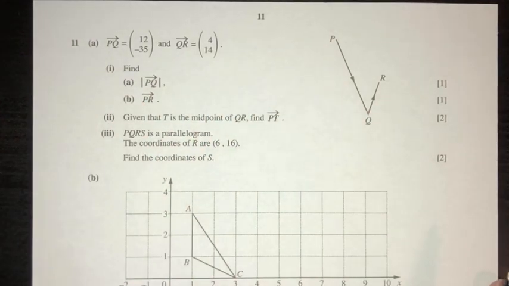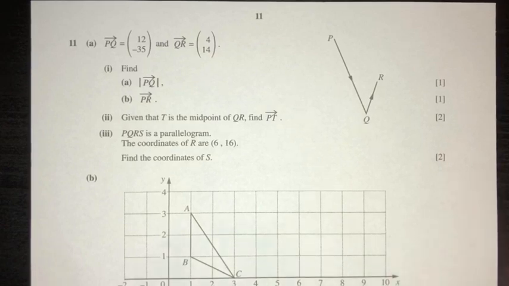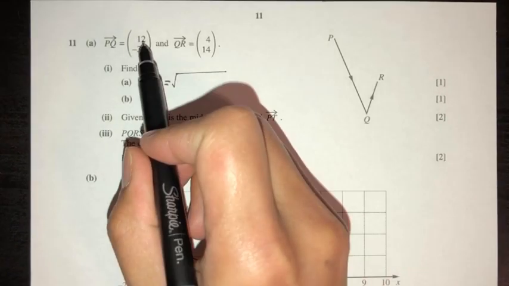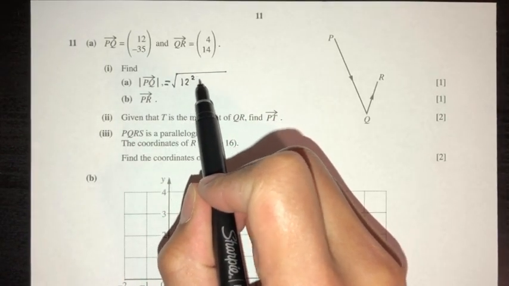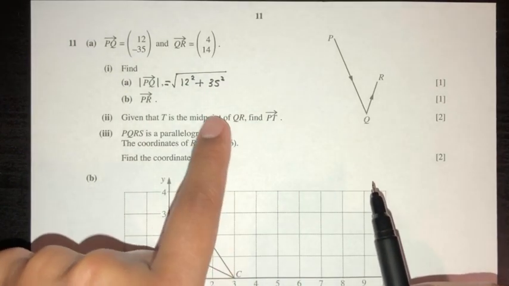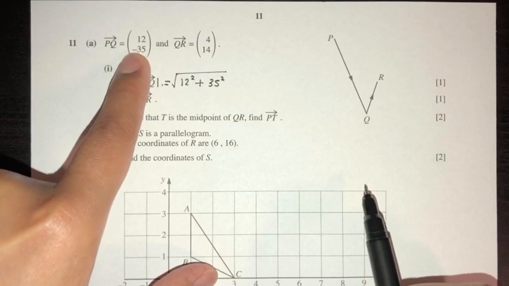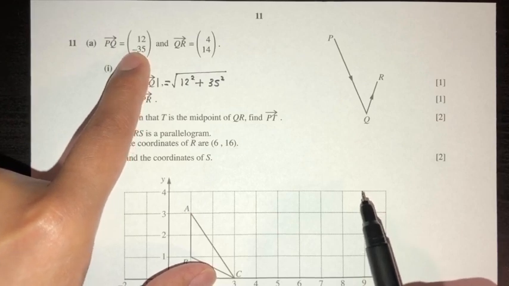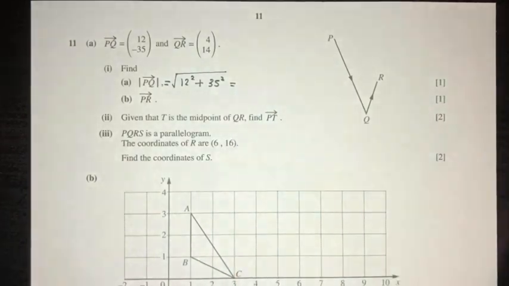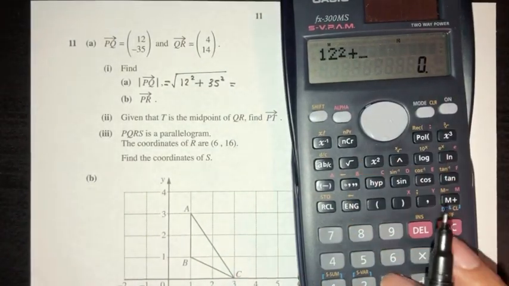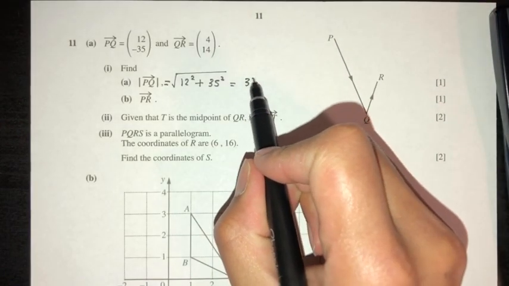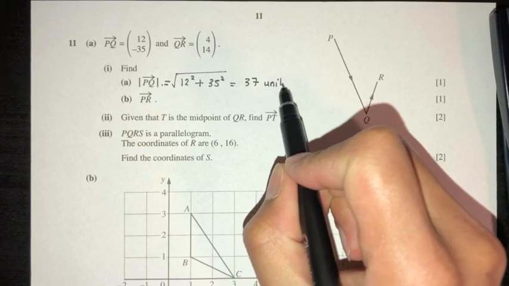Question number one, we have to find the magnitude of PQ. Pretty easy, we just have to find it using the formula. So first one is 12 squared plus 35 squared. Now you may ask why I don't write minus 35. It is because when you square something, it is always going to be positive, so you can just ignore the minus sign. So 12 squared plus 35 squared, the square root of that should be 37. So first one will be 37 units.